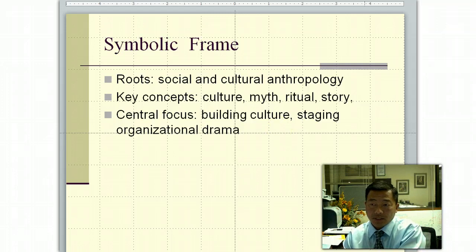The fourth frame from Bolman and Deal is called the symbolic frame, and it has its roots in social and cultural anthropology. Words that best describe this frame are culture, sanctuary, meaning, purpose, tradition, history, rituals, story, narration, and of course, symbols. The central focus of the symbolic frame is about building culture, creating faith, stirring feelings and emotions. Symbols are important for meaning creation and are loosely coupled with activity.